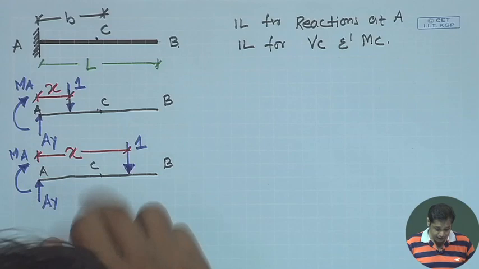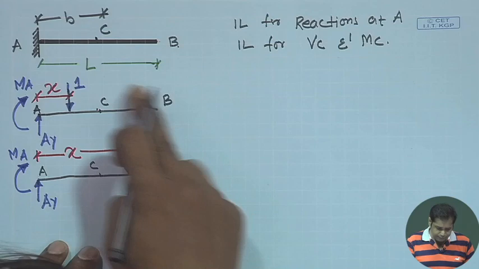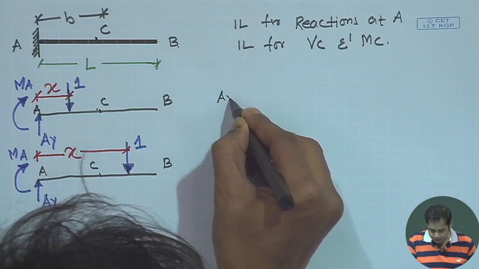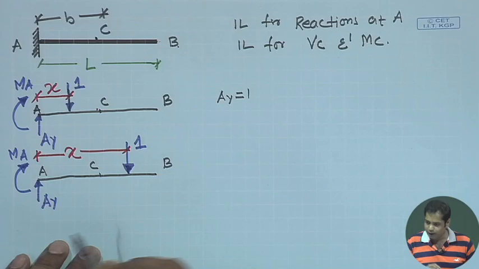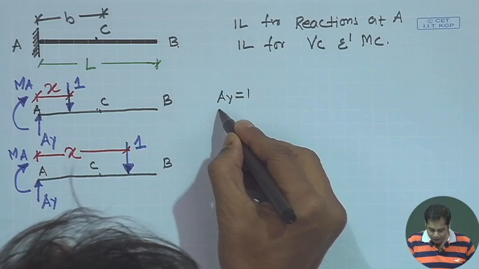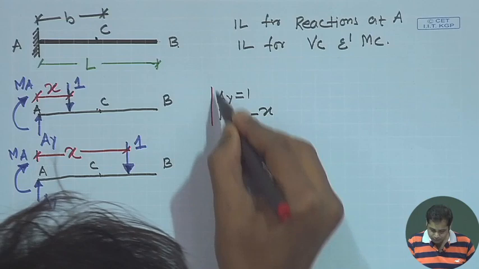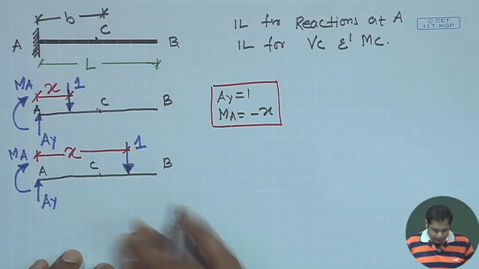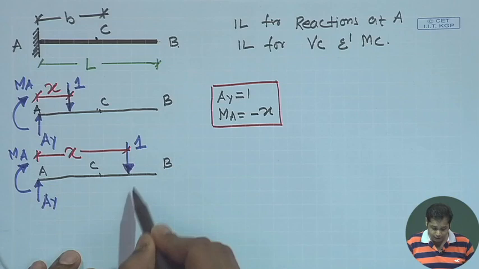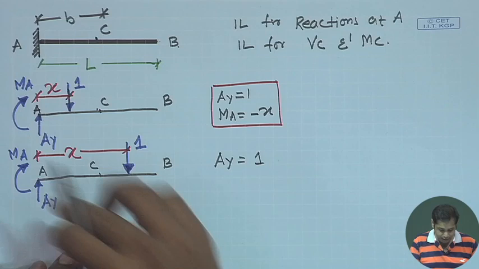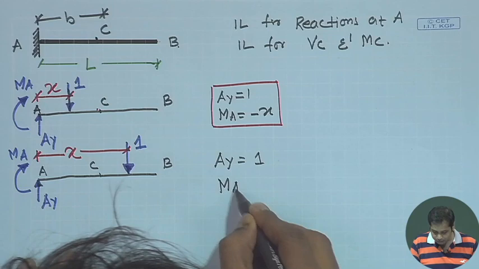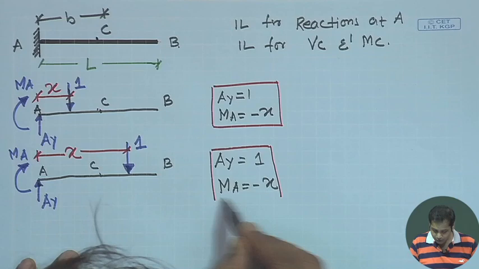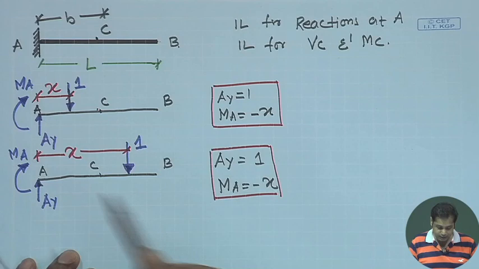Now, consider this free body diagram. Just by looking at it we can see that A y is equal to 1, and if we take moment about A, we can say that M A is equal to minus x. For the other case, if we apply summation of F y, vertical forces, equal to 0, we get A y is equal to 1. Similarly, if we take moment about A, we get M A is equal to minus x. This exercise we have done many times. So, these are the support reactions when the unit load is between A and C, and these are the support reactions when the unit load is between C and B.